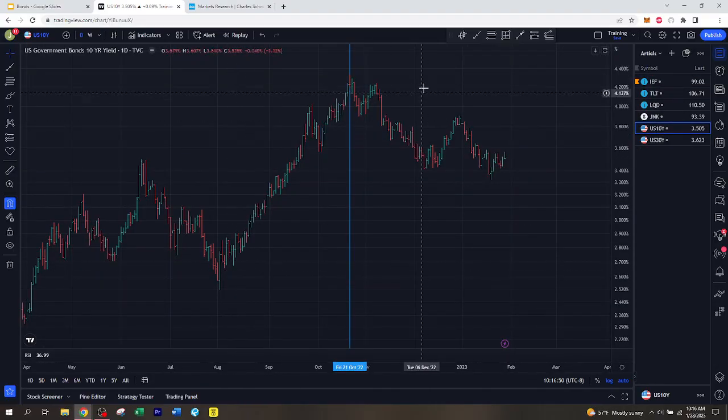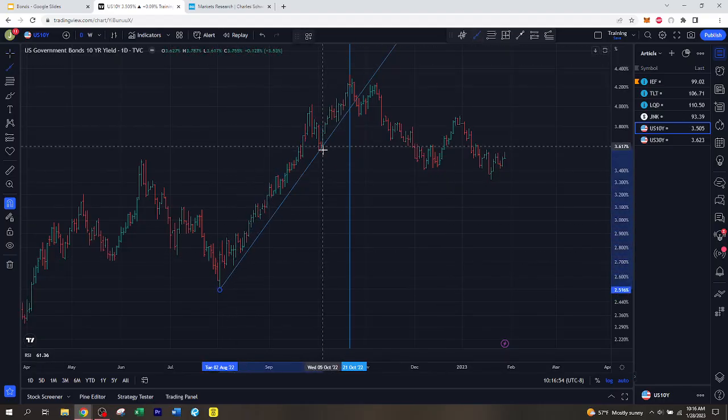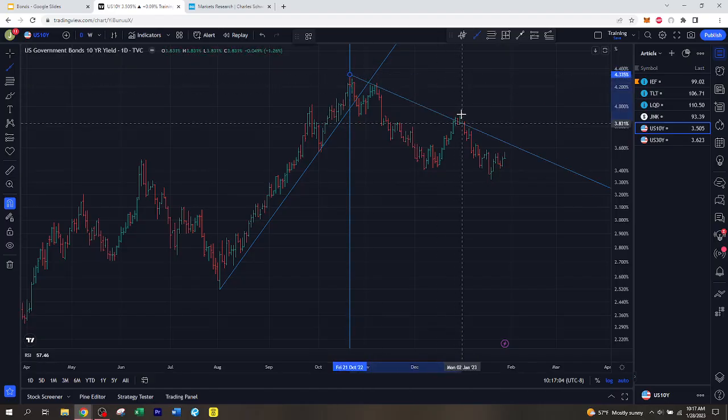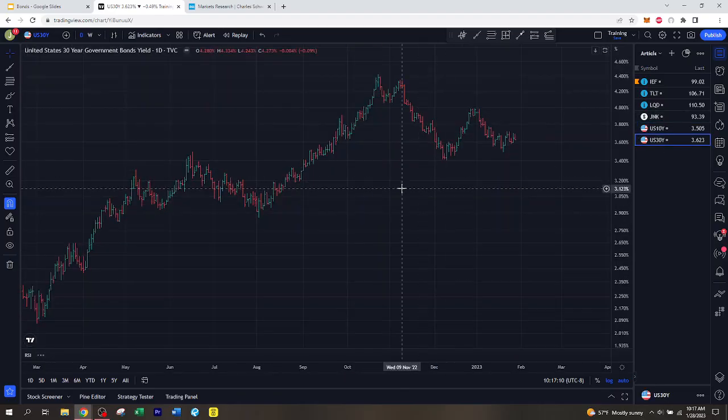In August, we see a pattern of higher highs and higher lows, and that's evident here with this trend line. And then after that, we saw the absolute high, and then we've been seeing a pattern of lower lows and lower highs from there on out. And this isn't something that's unique just to the 10-year. If we look at the 30-year, we'll see the same thing.